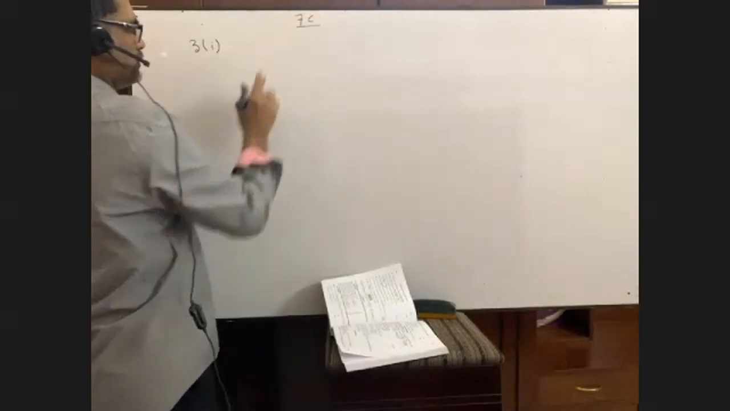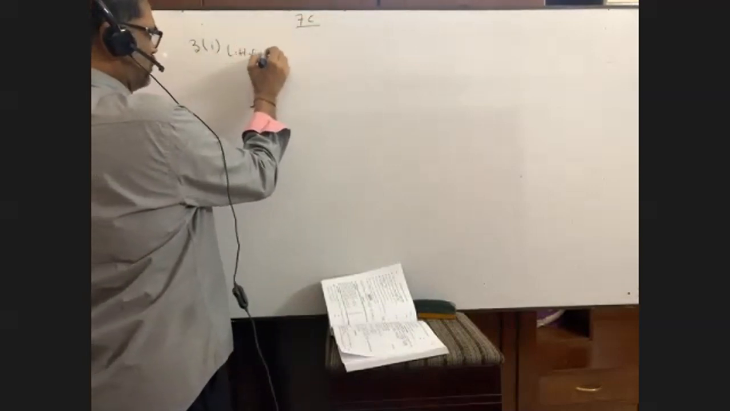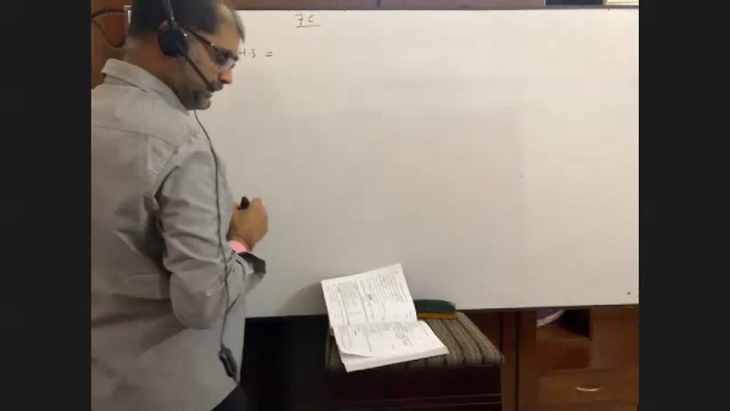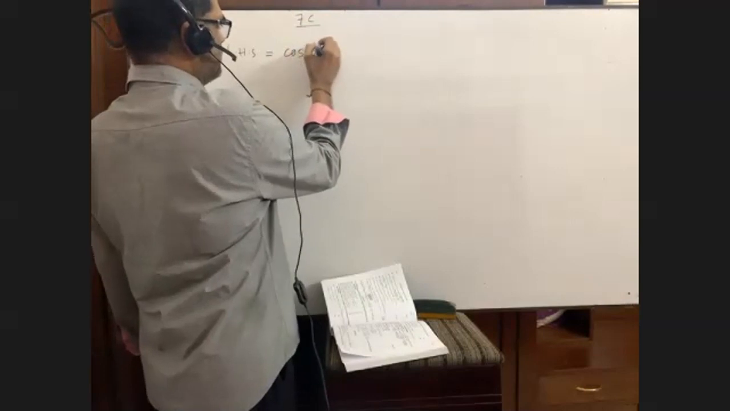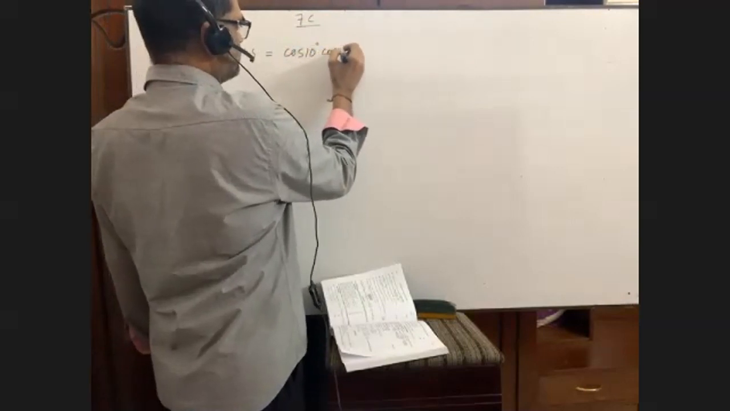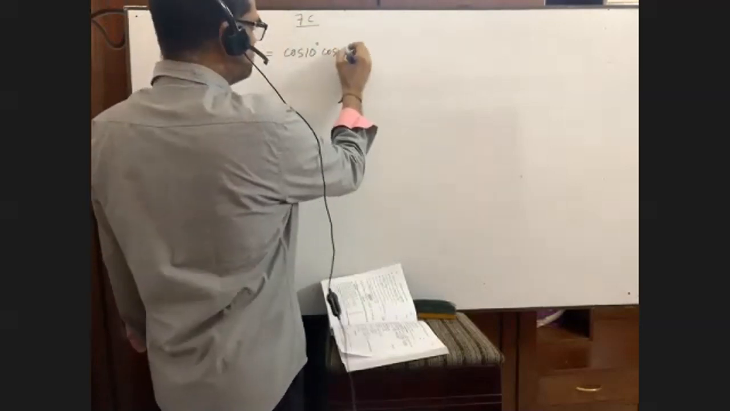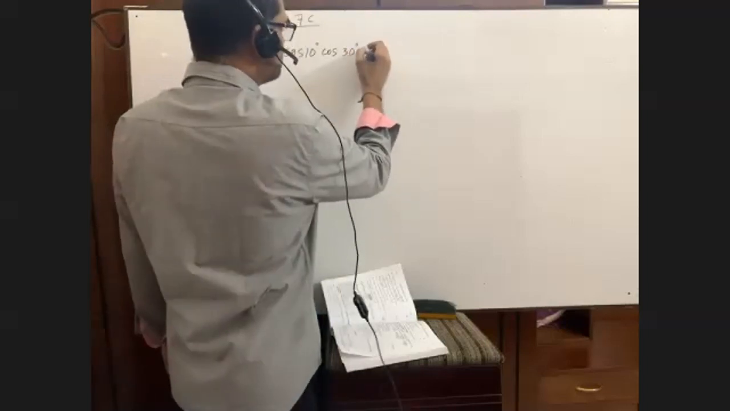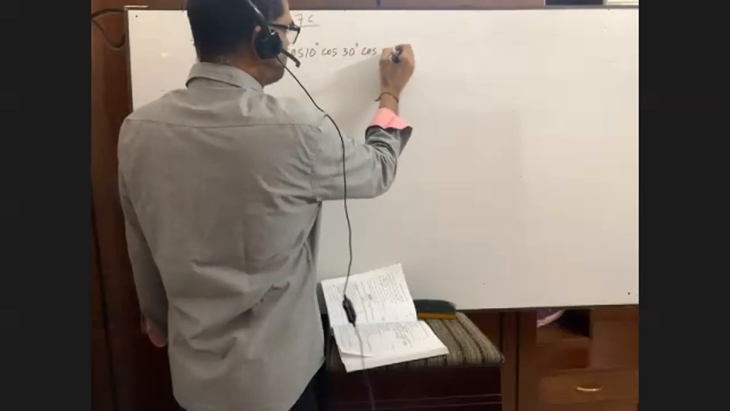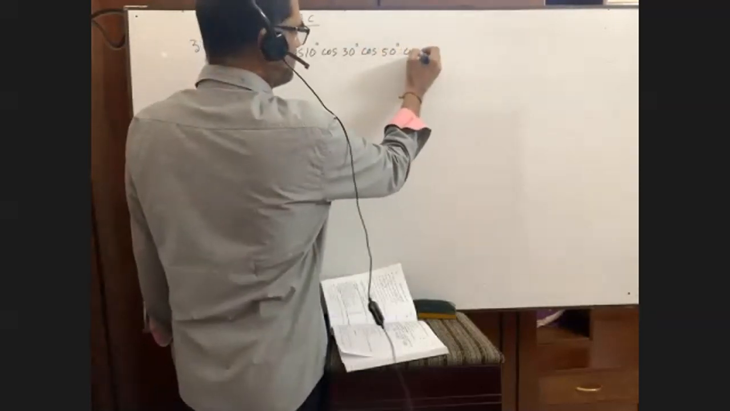7C 3-1, all of you pay attention. Imported math, left hand side. That day I gave you this math as homework. Left hand side: cos 10 degree, cos 30 degree, cos 50 degree, and cos 70 degree.